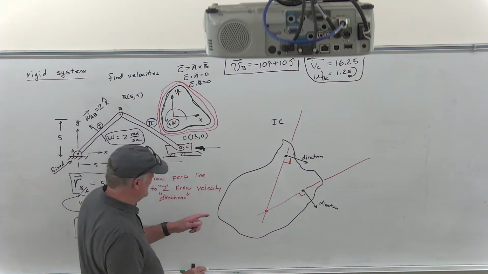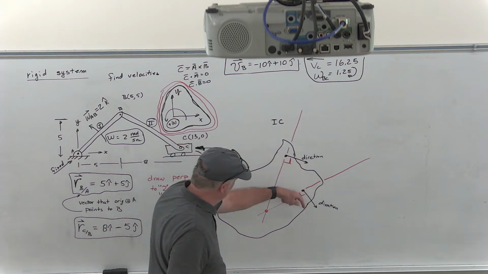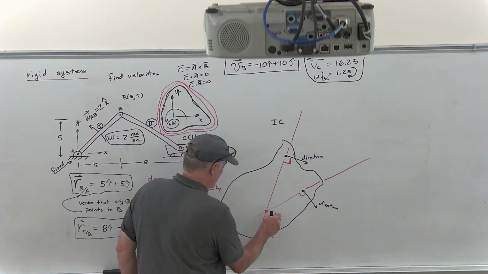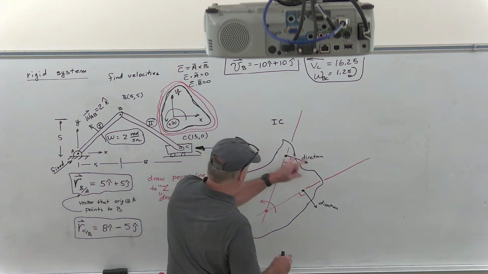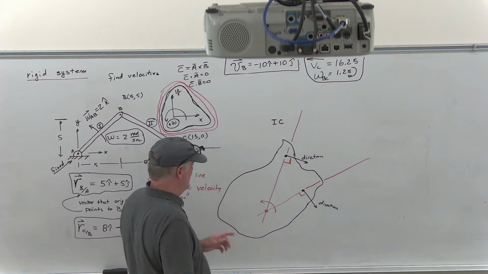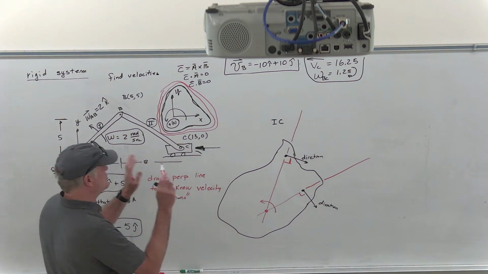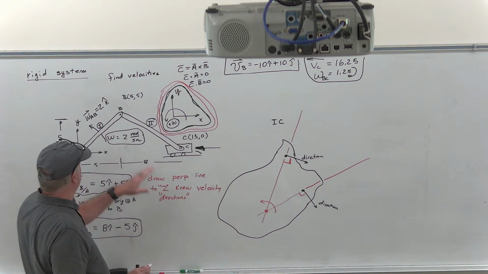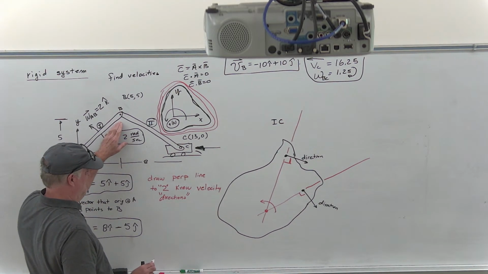Now, what's funny is I assumed them to be going this way. It could have turned out that, if I work the problem, it goes this way. Both velocities flip, but they're still both perpendicular. So let's use this concept to work this problem out.